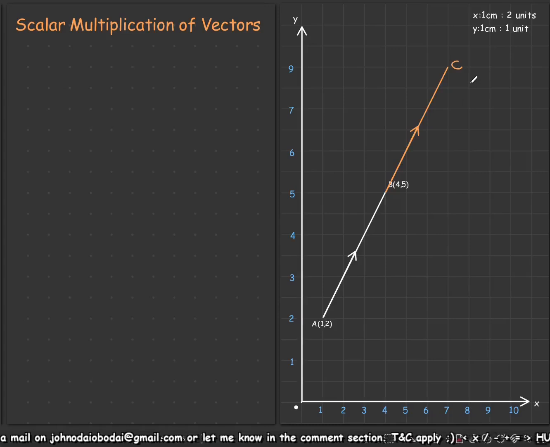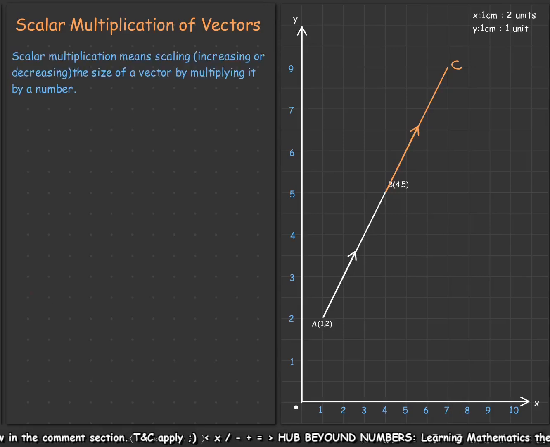So scalar multiplication simply means you are increasing or decreasing the size of a vector by multiplying it by a number. That is all scalar multiplication of vectors is. And its mathematics is so simple, as you'll be seeing very soon, right?